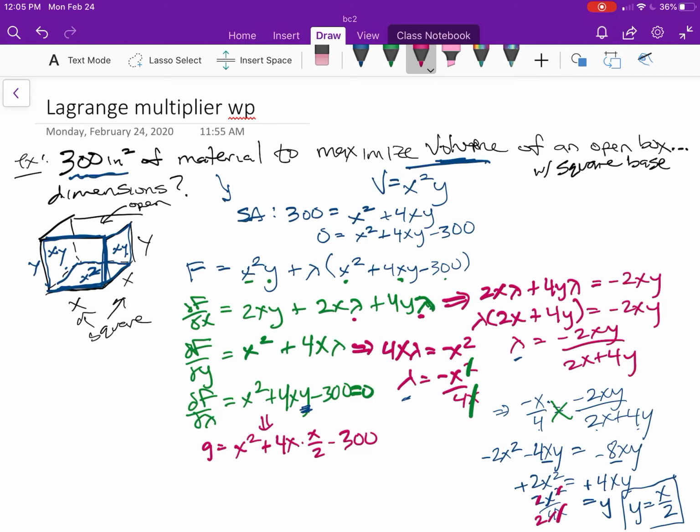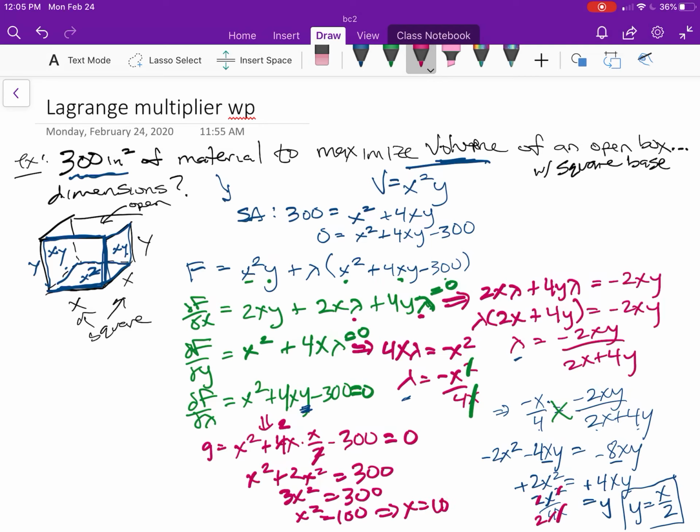I failed to write that. I guess I didn't write it in these either, but otherwise that didn't make sense. I was doing a little too much in my head. Anyways, the 2's cancel. So we get x squared plus 2x squared. Let's add that 300 to the other side. So 3x squared equals 300. x squared equals 100. Do the square root. We know x equals 10, because I can't do negative 10 in this word problem.